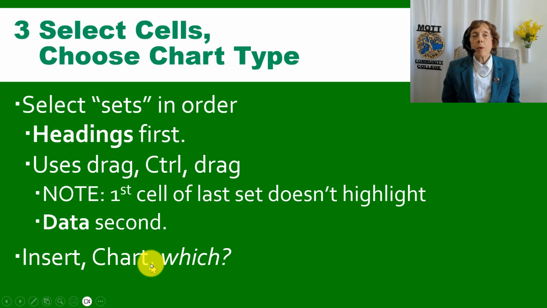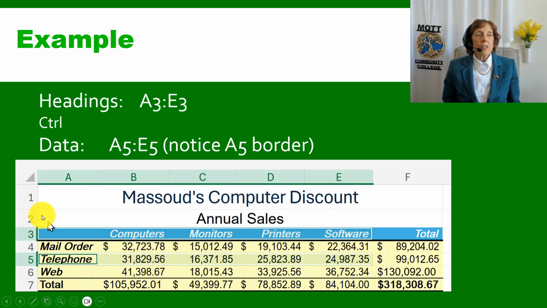Which chart do you want? Other video. What we're going to do in this chart is a clustered column chart. So first I select the headings A3 to E3, all of these, not F. And then I press down and hold the control key, and then I select the data, which is A5 to E5. Let both fingers up.